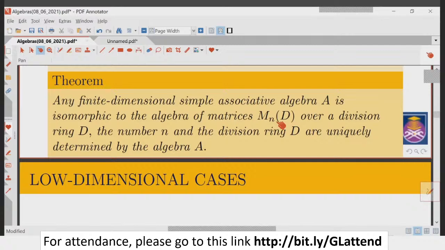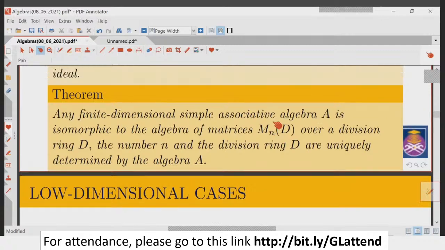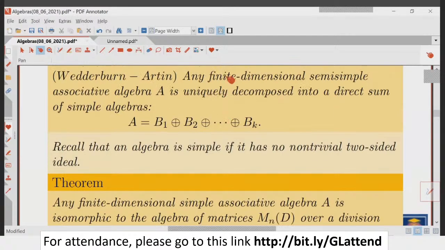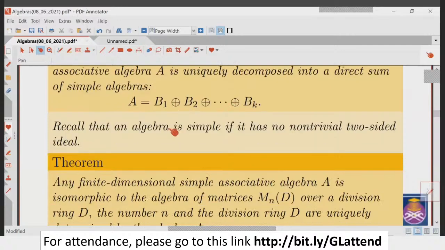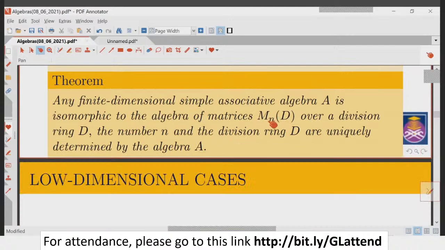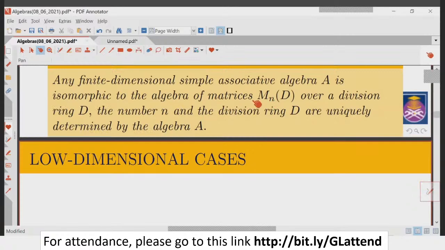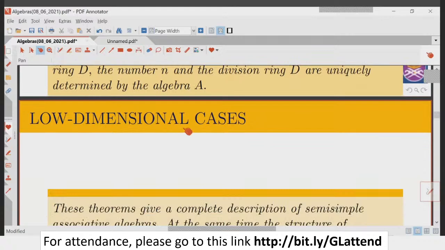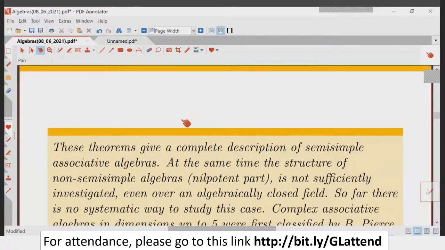So that's why the structure of associative algebras is more or less clear for the semi-simple case. The semi-simple case is written as a finite direct sum of simple algebras, and simple algebras are given by this theorem as matrix algebras. So that's why the semi-simple case is completely classified. How about the not semi-simple case?